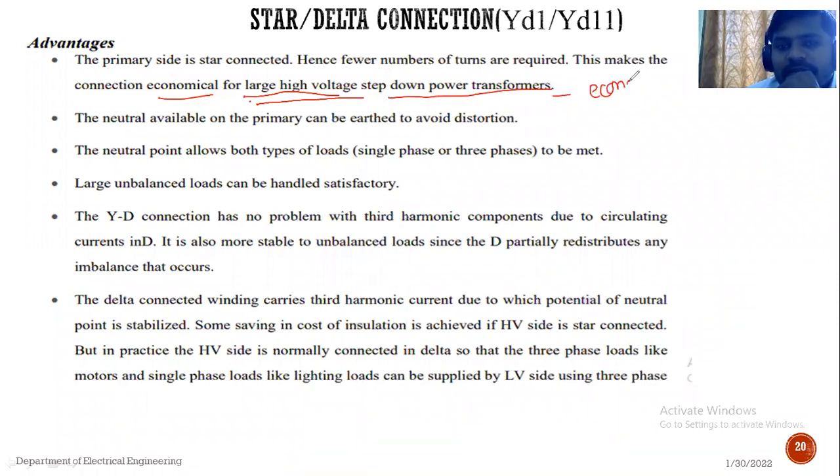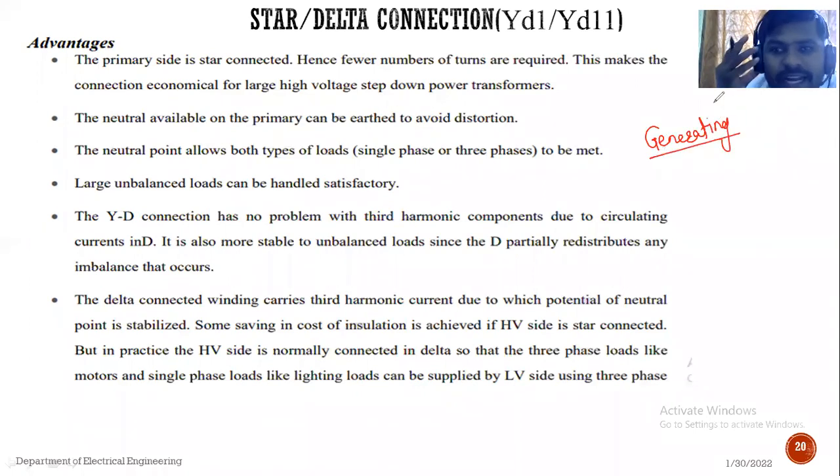Economical or suitable it will remain. So where is the power transformer situated? At the generating station, right? No, and do you know that the voltage can always be transmitted at high voltage? So we require a step up transformer to convert low voltage to high voltage. And to go from high voltage to low voltage, what is required? A transformer is required. So it is economical for large high voltage step down power transformer.